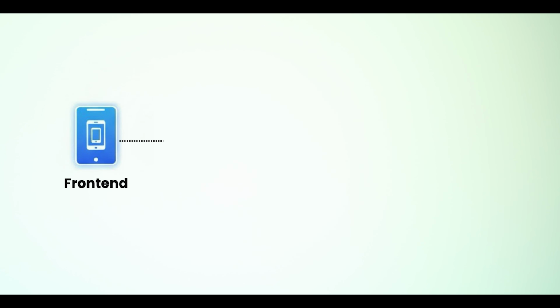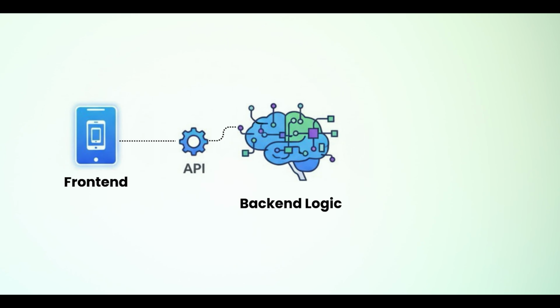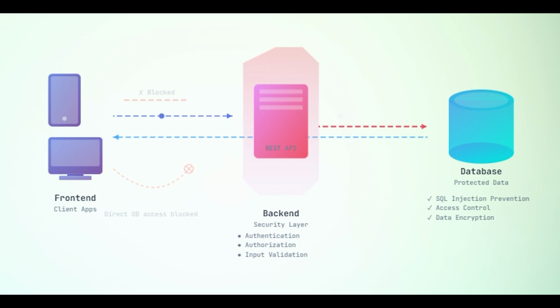The front end talks to APIs. The back end runs logic. And the backend is the main layer that talks to the database. Applications protect databases by placing a backend in the middle. That backend validates requests, runs database queries, and returns only safe results.